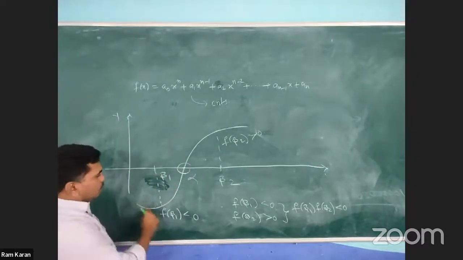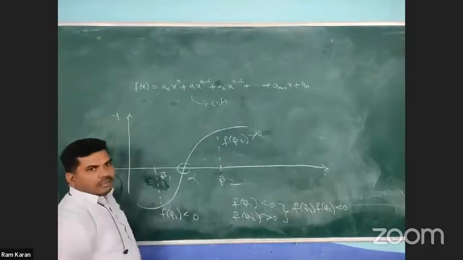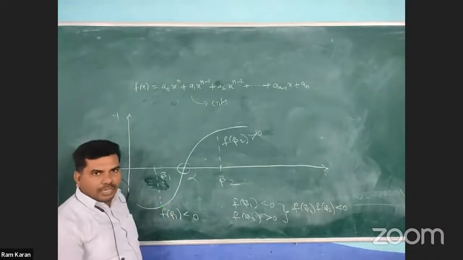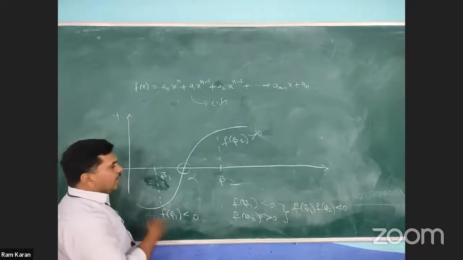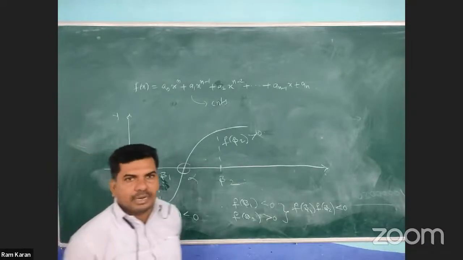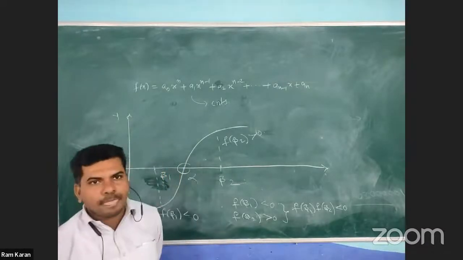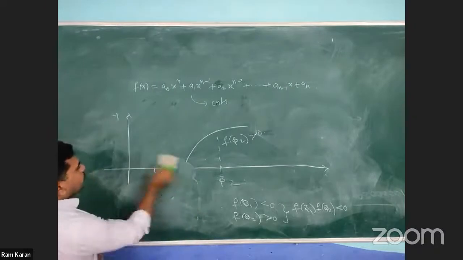It may be more than one root like this. In that case, we get more than one root also. But I said at least one root between beta 1 and beta 2. That's the general idea. See an example.